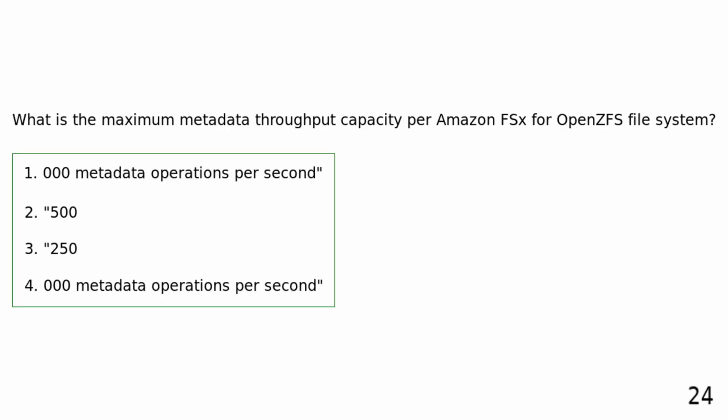What is the maximum metadata throughput capacity per Amazon FSx for OpenZFS file system? 000 metadata operations per second. 500. 250,000 metadata operations per second.